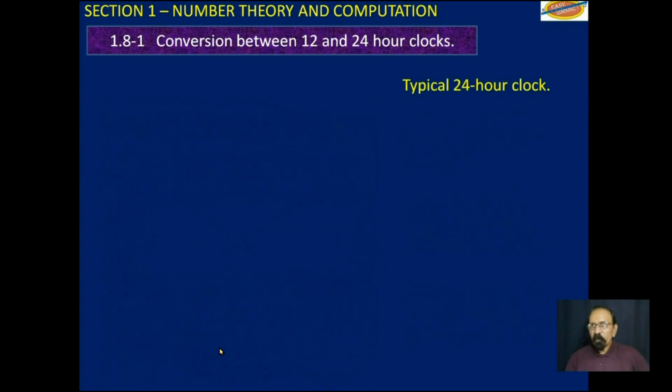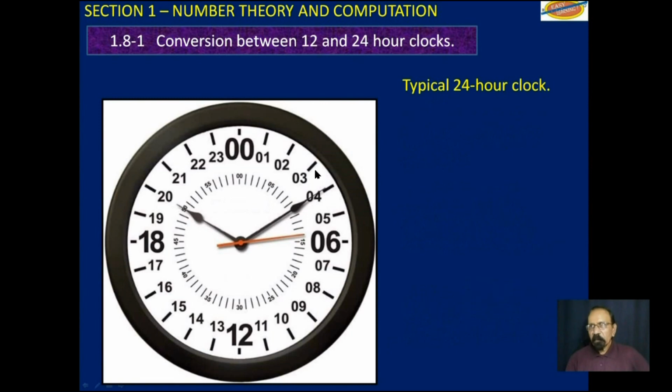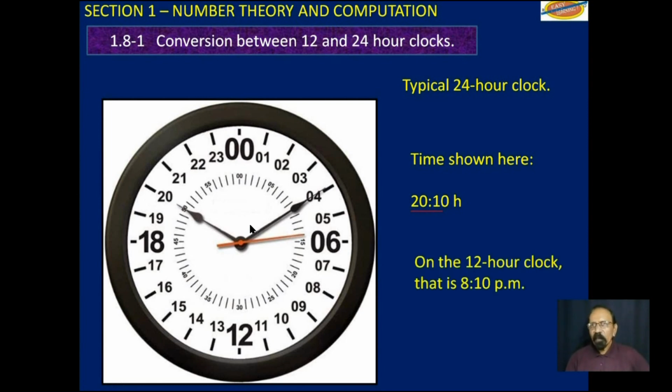So the typical 24-hour clock looks like this. The time shown here is 20:10 hours. That is to say, 10 minutes past the 20th hour, according to the 24-hour system. On the 12-hour clock, that will be 8:10 p.m. So we have to learn how to convert from one to the other.